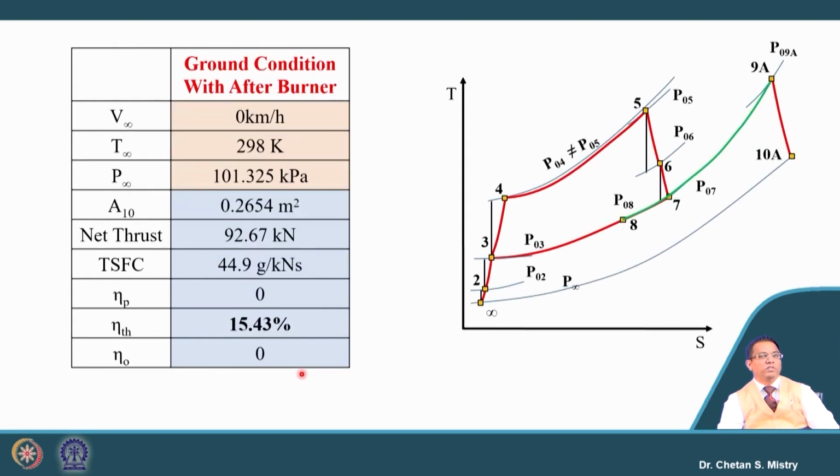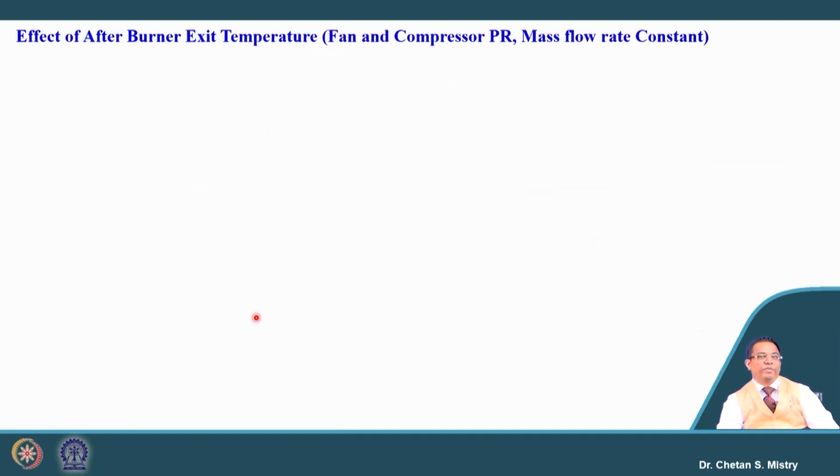So, let us try to look at what all we have done with the afterburner configuration. It says my area is coming 0.26, the net thrust is 92.67 kilonewton, thrust specific fuel consumption also has increased, and our thermal efficiency is coming to be lower compared to what we have discussed without afterburner configuration.